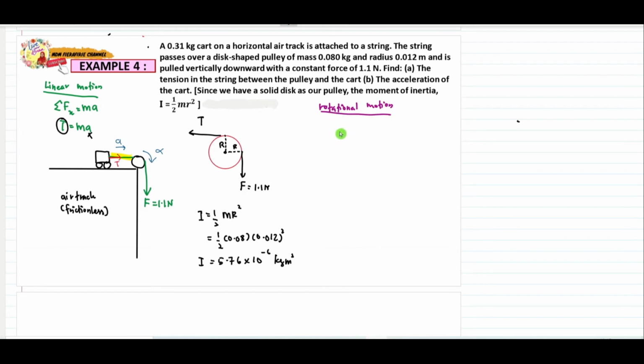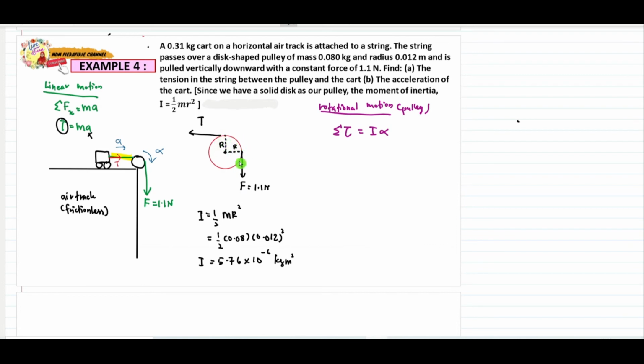So the rotational motion involves rotation of the pulley. So total torque, this one is referred to the pulley only, because only the pulley rotates, is equal to I alpha. Okay, so this time look at here.